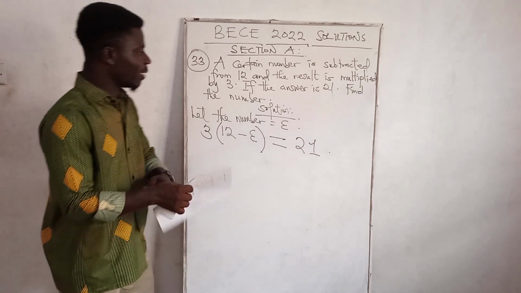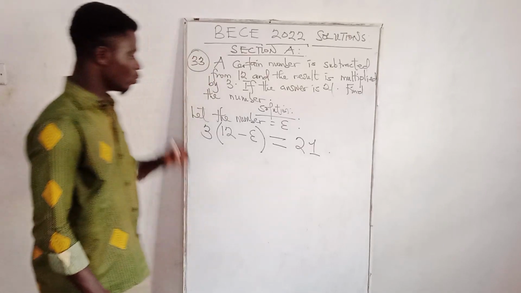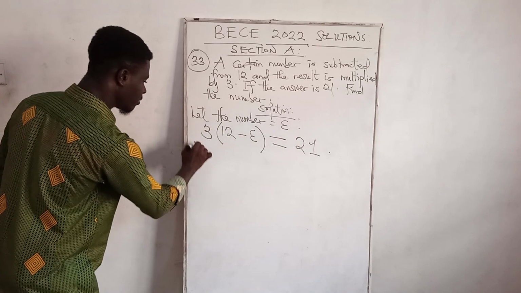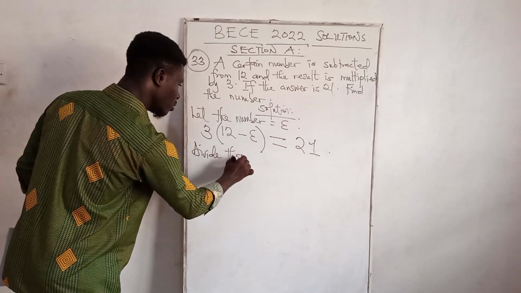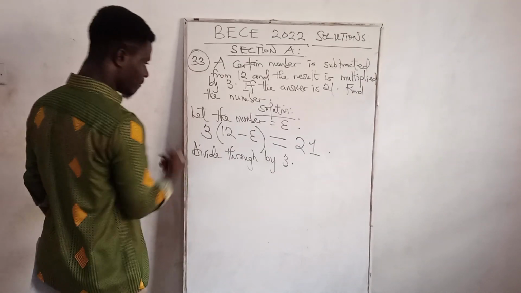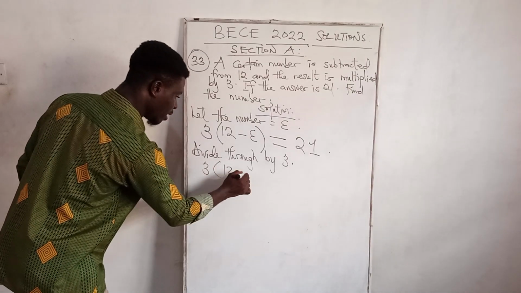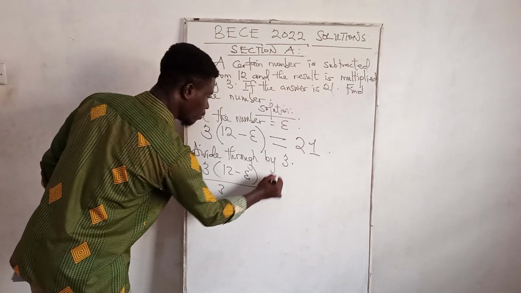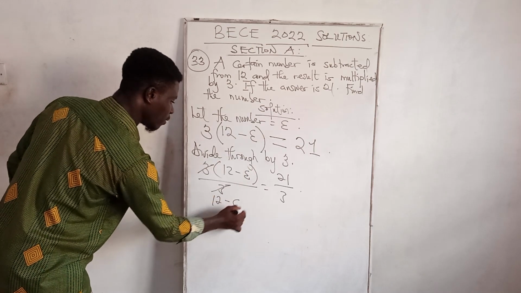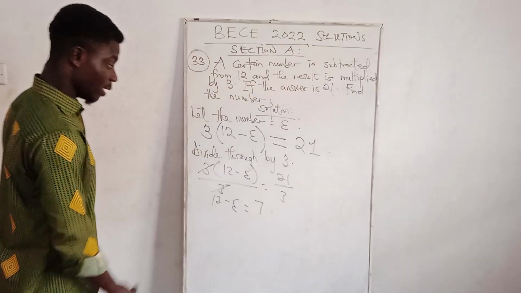So now, let the number equal epsilon. We have 3 multiplying this expression, 12 minus epsilon, equals 21. How best can we solve for epsilon? Straightforward. We can divide by 3, because this 3 is multiplying that. So 3 times 12 minus epsilon, divided by 3, equals 21 divided by 3. So this cancels. I have 12 minus epsilon, which is equal to 7, because 3 sevens are 21.